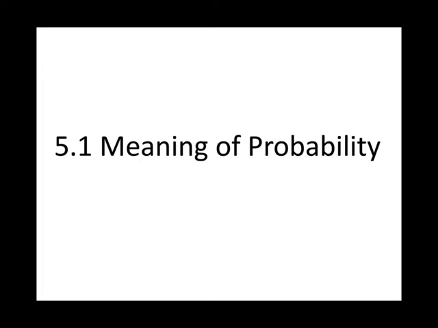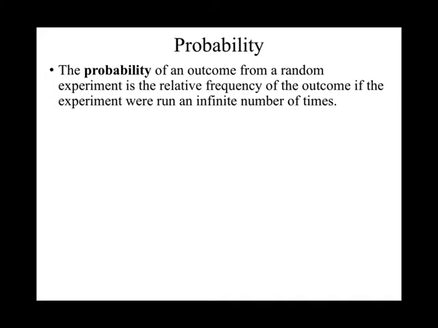Session 5.1, Meaning of probability. The probability of an outcome from a random experiment is the relative frequency of the outcome if the experiment were run an infinite number of times.